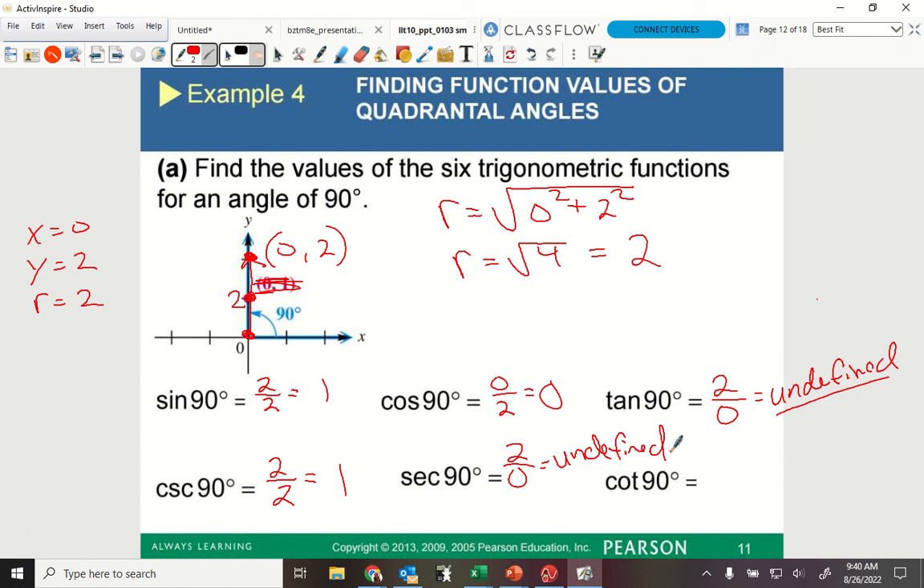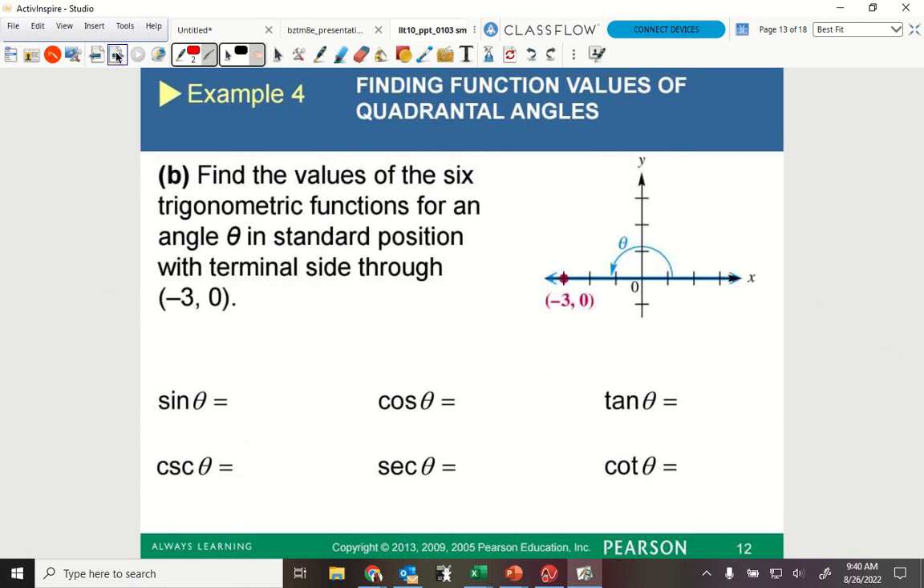And cotangent is x over y. My x is 0, my y is 2, my answer is 0. Because you have 0 pizzas divided by 2 people, you both get the same amount of pizza. It's nothing. Thank you, socialism. No pizza. Everyone gets nothing equally. All right, we already did all these.